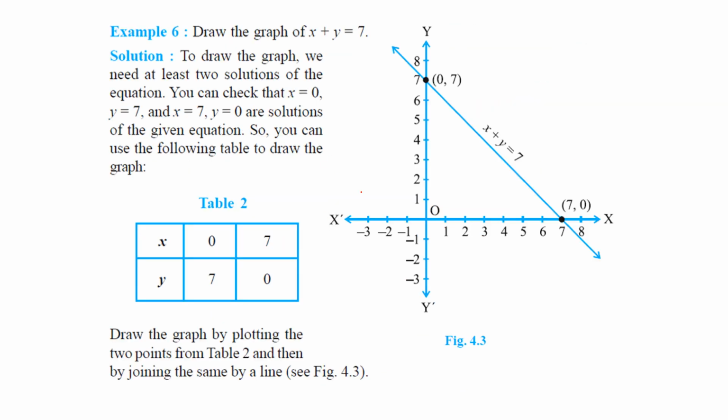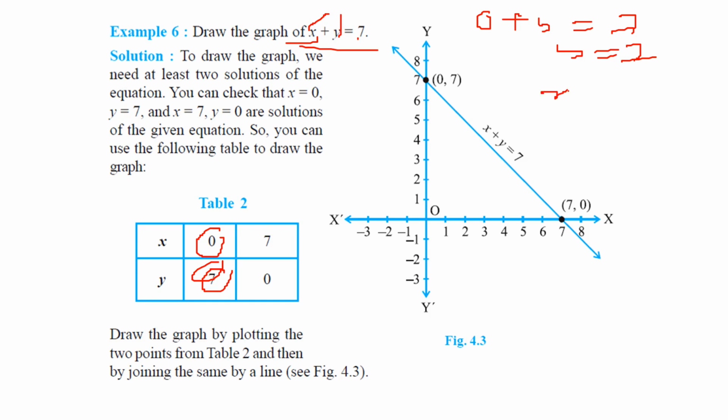I'll just give you one more example. We have to draw the graph of x plus y equal to 7. So the best way is, as I just suggested, put x equal to 0, find y. Putting x equal to 0 here, 0 plus y equal to 7. So y is 7. Now I'm putting y equal to 0. So x plus 0 equal to 7, that is x is equal to 7.